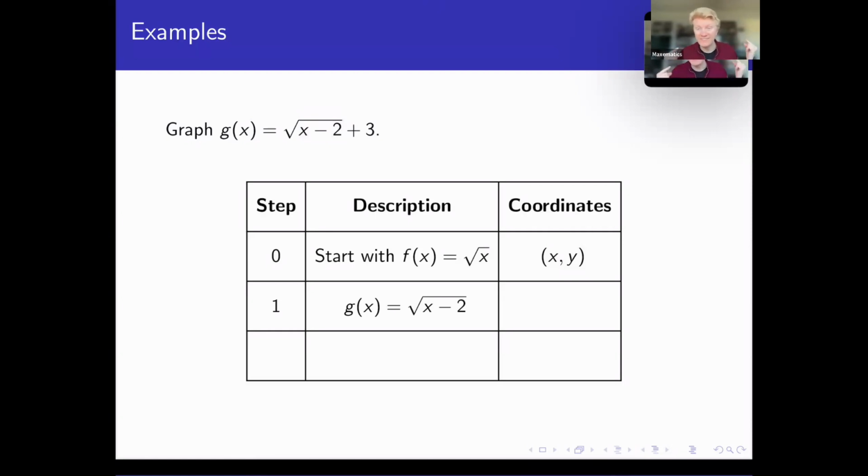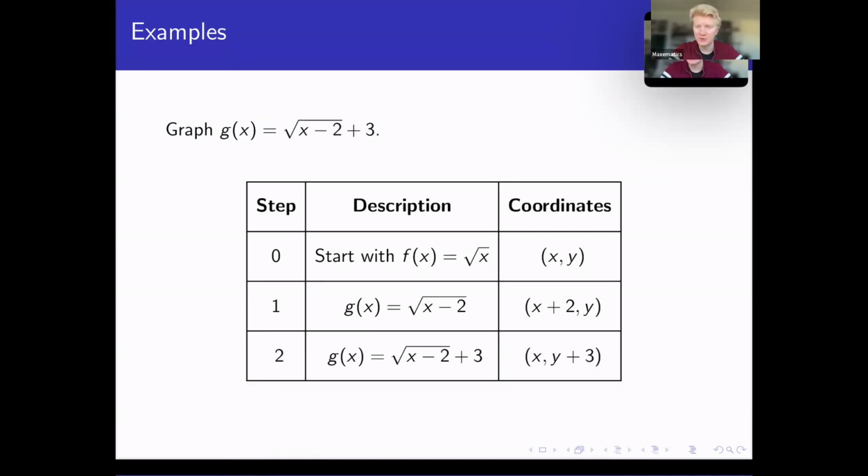Now, what does x minus 2 on the inside mean? X minus 2 on the inside is a horizontal shift. And if we have minus 2, that's a horizontal shift to the right 2 units. So you plug in some x, you subtract 2, you take the square root of it, and the last thing you would do is plus 3. Plus 3 on the outside is a vertical shift up 3 units.